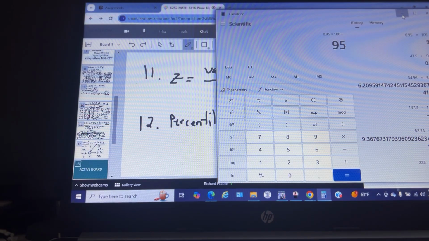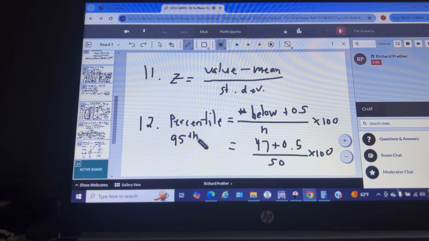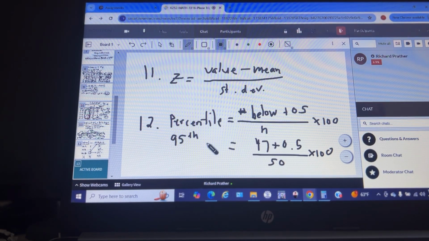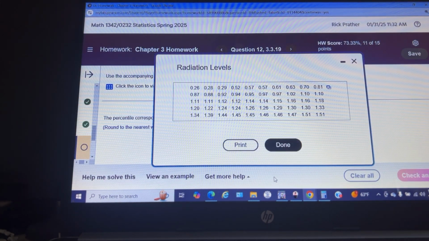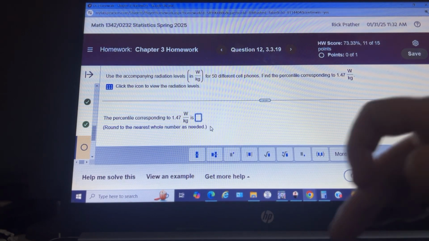This is the 95th percentile. This phone has more radiation than 95% of the phones. So I guess the point is, if you're worried about your phone giving you cancer or something like that, it has a lot of radiation coming off of it. So maybe don't keep it in your pocket, because 95% of phones have less radiation than this one does. So round to the nearest whole number, 95.